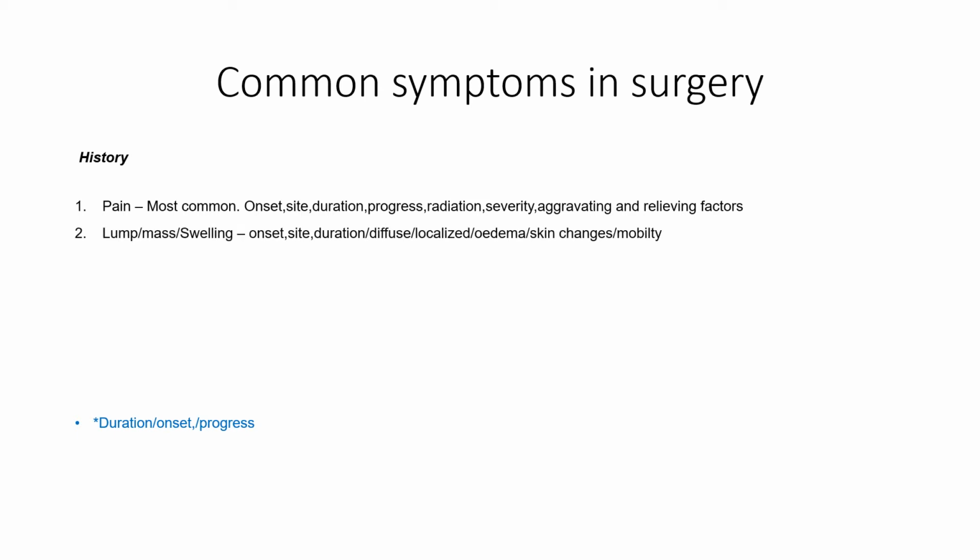The next symptom the patient comes with is a lump, a mass or swelling somewhere. Again, this is a very common symptom, and more details of this lump or mass should be obtained. The onset, the site of the lump or mass, duration of the mass, how long it has been there, is it growing or has it stopped growing, diffuse or localized, whether there is edema and skin changes, and equally important is the mobility of this lump.